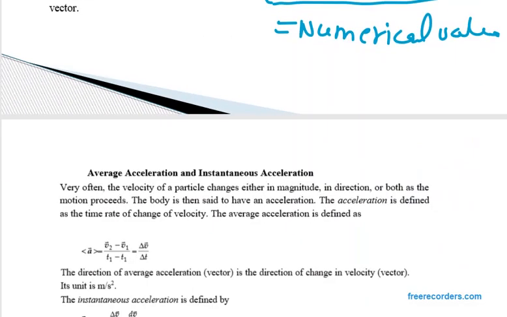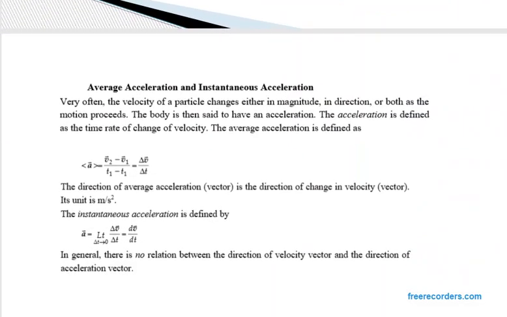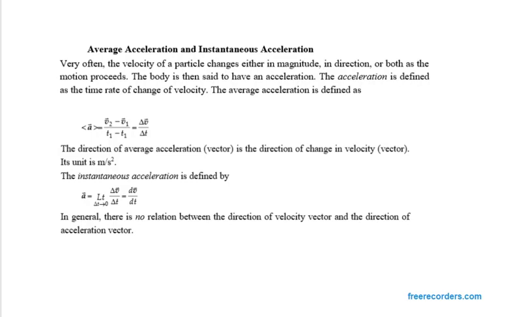Now the third topic is about average acceleration and instantaneous acceleration. Whenever we talk about average acceleration, it is the rate of change of velocity, and whenever we talk about rate, that means it is with respect to time. As you can see, it is always del v over del t. The unit of average acceleration is meter per second square. You should remember this.